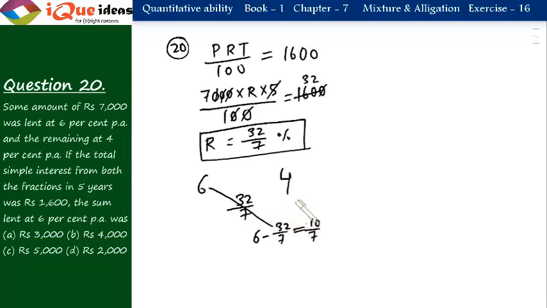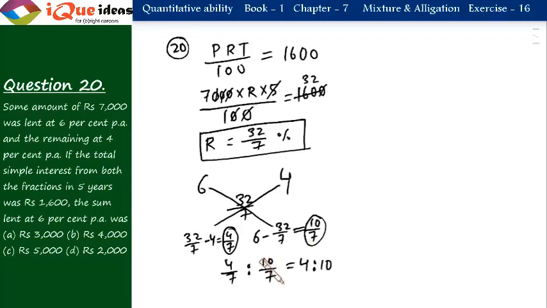That is the second quantity. Now the first quantity will be 32 by 7 minus 4. So 32 by 7 minus 4 would be equal to 28 minus 4, so 4 by 7. So the amounts ratio would be 4 by 7 is to 10 by 7, which is equal to 4 is to 10, which is equal to 2 is to 5. So the investments are in the ratio 2 is to 5.